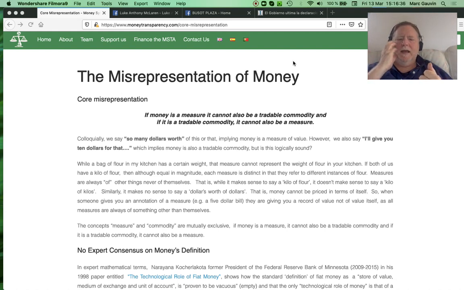I think one of the ways of thinking about it is that when you think of a measure, a measure is always of something, right? So I have a kilo of flour, I have a meter of wood. So it's always of something. And so the annotation of 1 kilo or 1 meter is a representation of some kind of value in some dimension, weight or length in these cases, that measure is of something else.